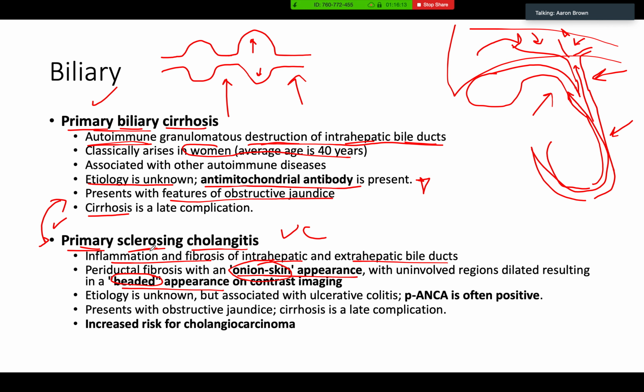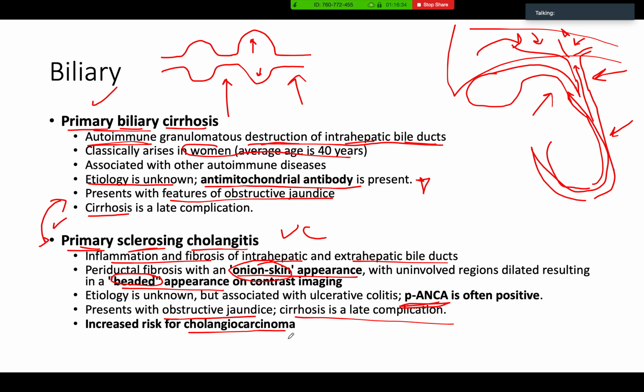Okay, so onion skinning and beaded appearance are the buzzwords I want you to associate with primary sclerosing cholangitis. Okay. In terms of laboratory testing, look for that P-ANCA. Patients present with obstructive jaundice. Again, cirrhosis is the ultimate thing that happens in these patients, unfortunately, and they do have a risk of cancer of the biliary tract.